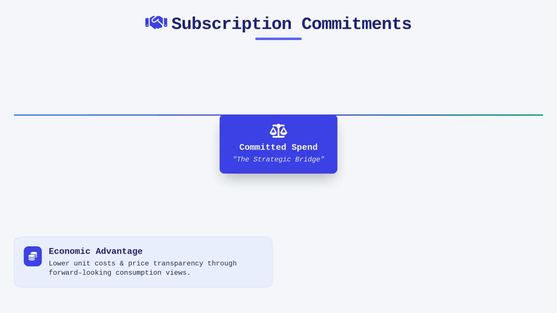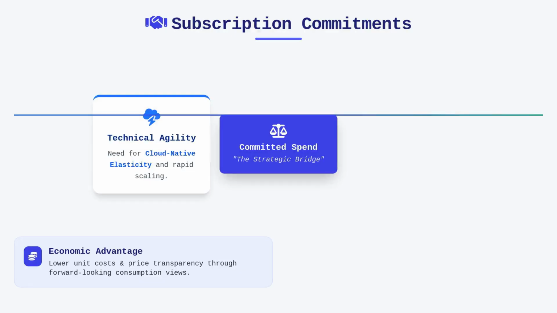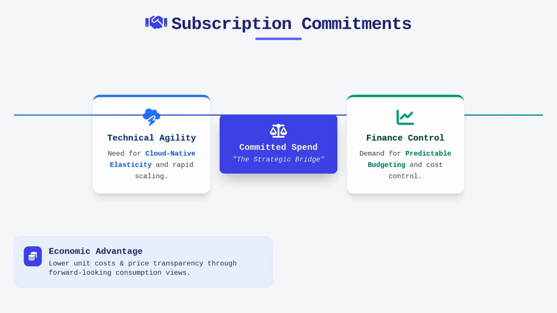These agreements are not merely about securing a lower unit cost. They serve as a strategic bridge between the technical team's need for cloud-native agility and the finance department's demand for cost control. Effective financial governance in the cloud relies on selecting the right subscription tier that matches your anticipated growth trajectory. When analyzing these options, always consider the projected duration of the application lifecycle and the potential for seasonal spikes in service demand.